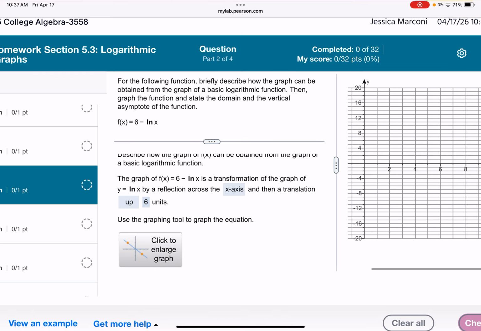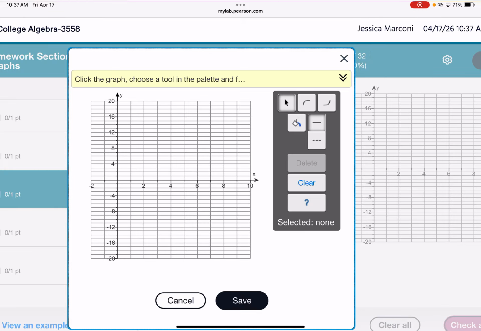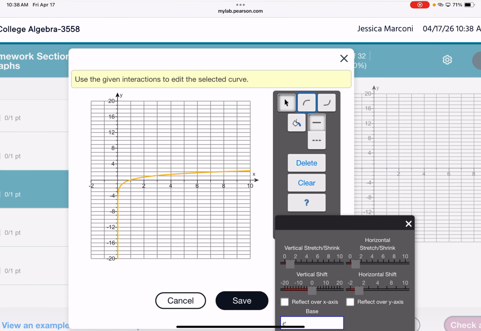Okay, great. So I'm going to hit click to enlarge the graph. And then again, I'm going to start with the basic shape of the base graph, which is this one. So it would look like this, where it's increasing since e is greater than 1. And then I'm going to plot the point that I know it goes through, which is 1, 0.